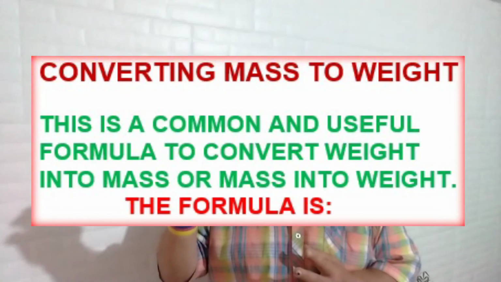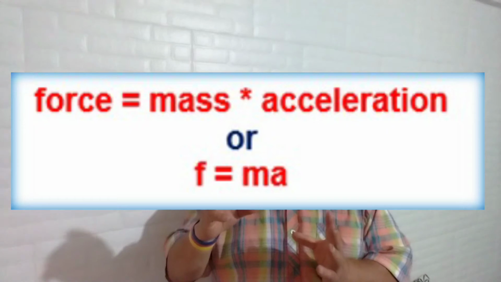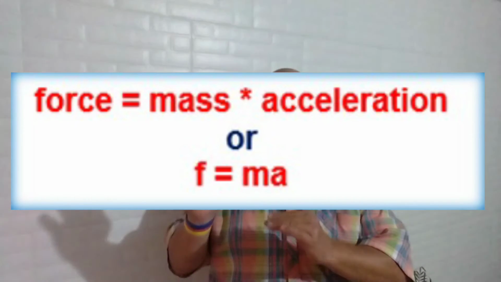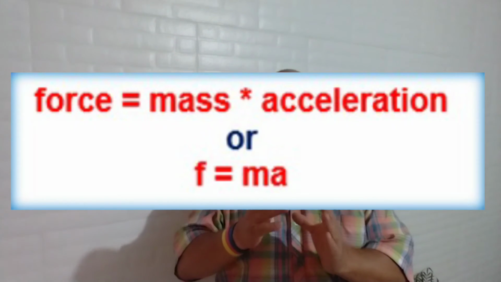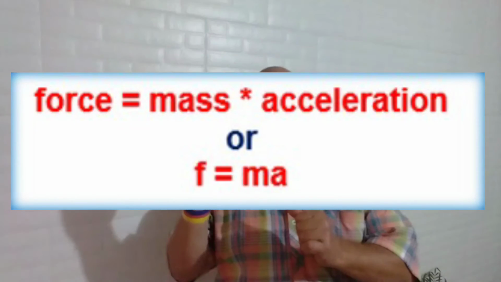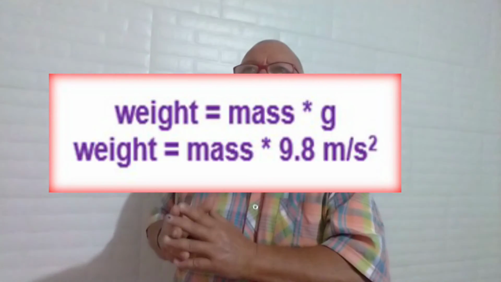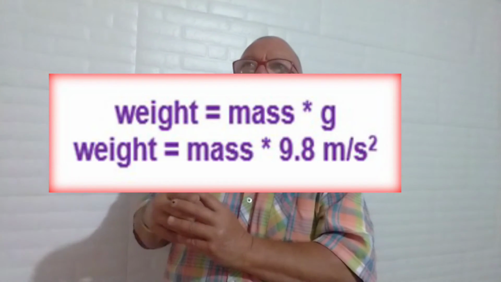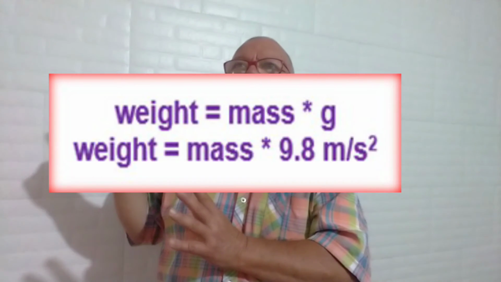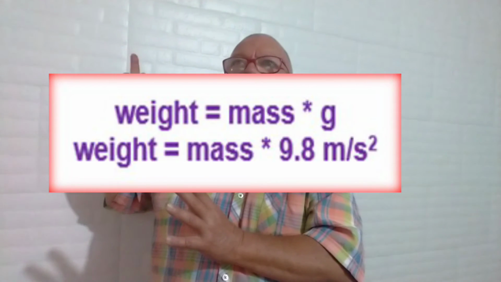The formula is force is equal to mass times acceleration, or F equals m times a. Now we can substitute weight for force and 9.8 meters divided by second squared for acceleration to get the formula: weight equals mass times g. Weight equals mass times 9.8 meters divided by second squared.